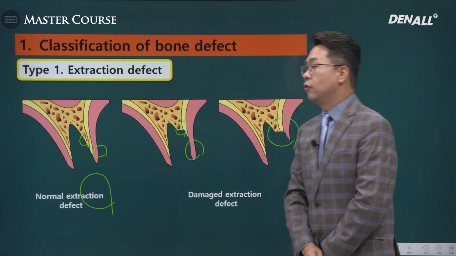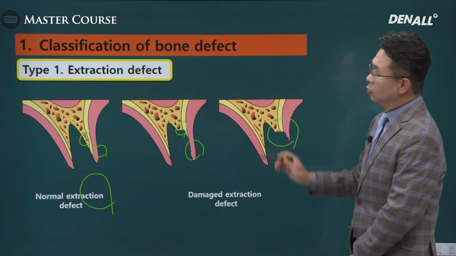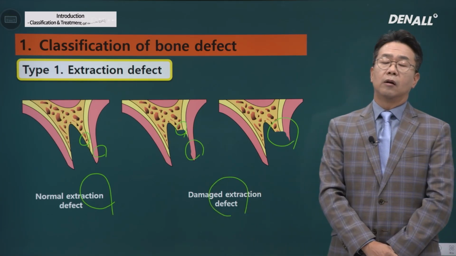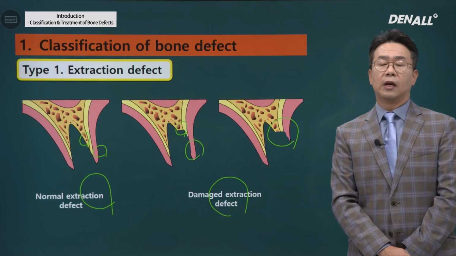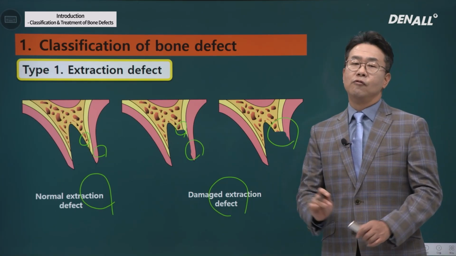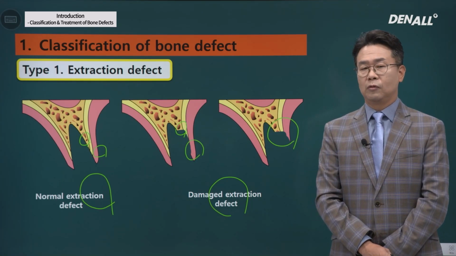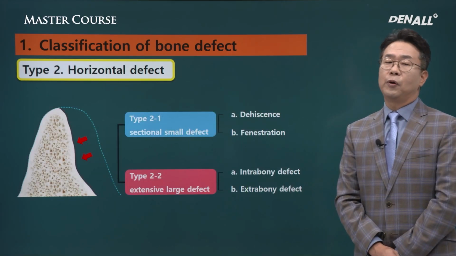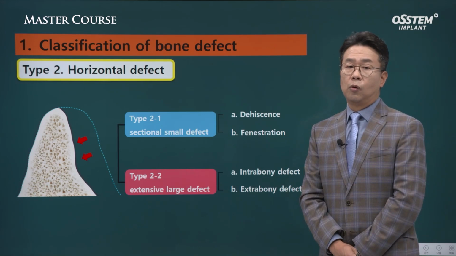This is a normal defect. These two types, where there's insufficient hard and soft tissue, can be referred to as a damaged extraction defect. We need to differentiate these types and treat them accordingly. Next, let's look at horizontal defect.